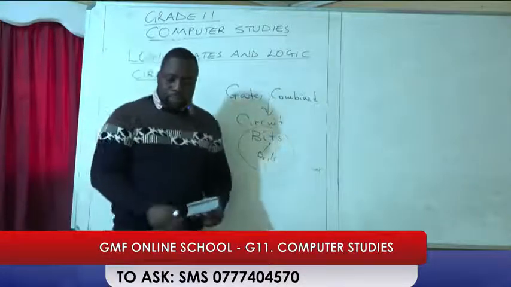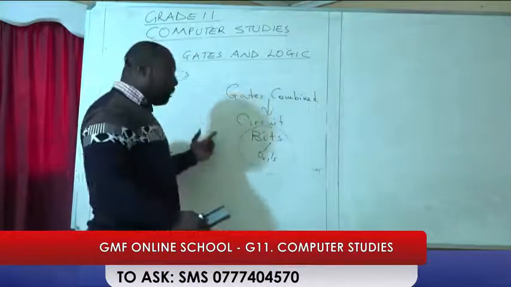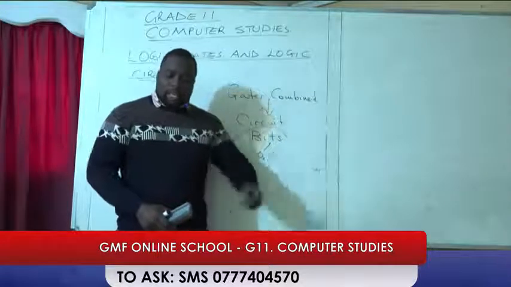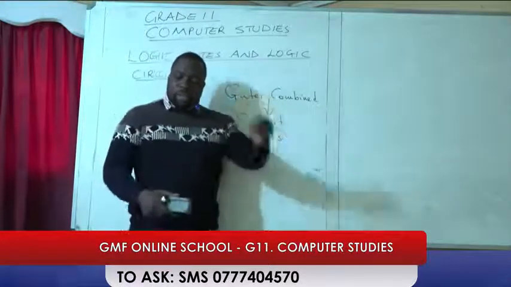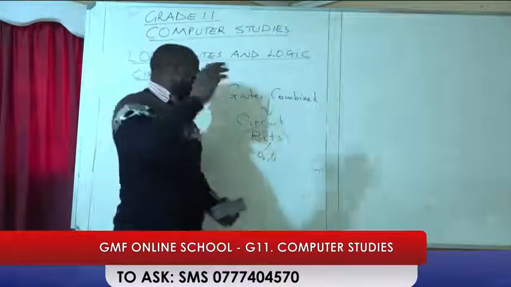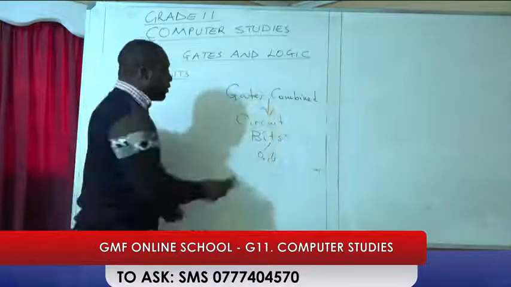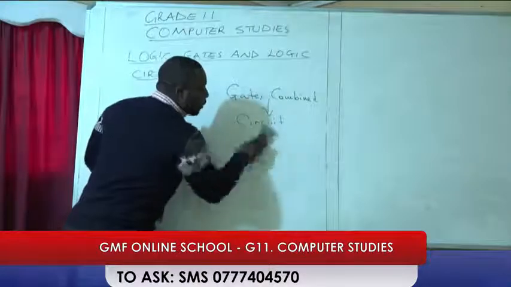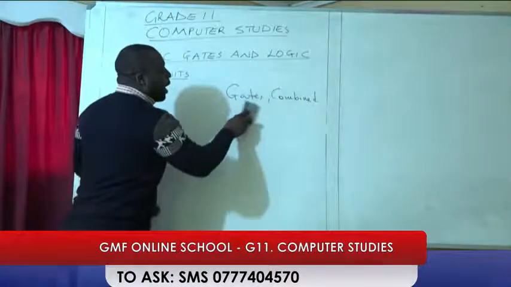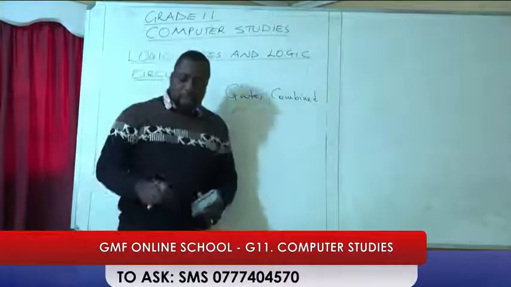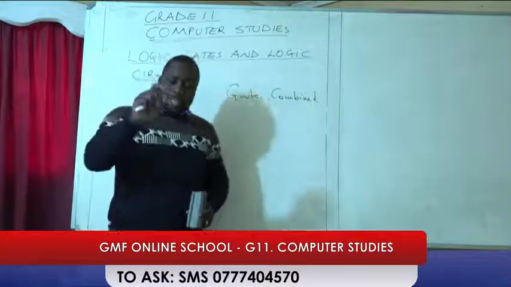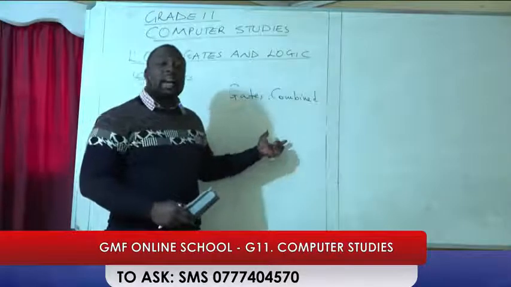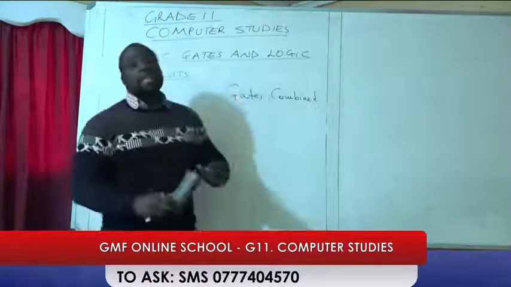Good. Now, when you talk about binary codes, they deal with binary variables which operate on logical assumptions. Are we together? Good. So the manipulation of binary information is done by the logic gates.